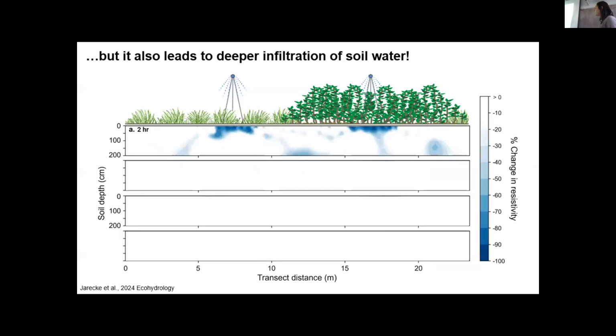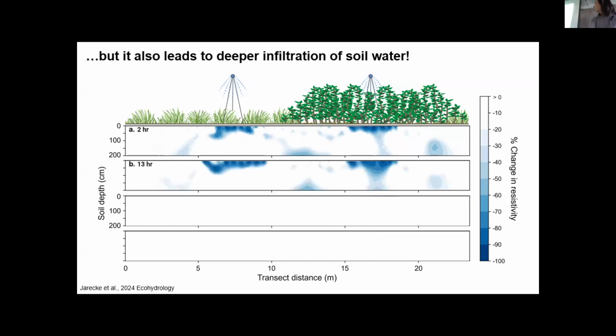Okay, so this top panel is showing a couple hours after the irrigation event. And now the darker colors are indicating wetter conditions. So the darker the color is and the more negative the number, it means it got wetter in between when the irrigation event happened and when we're looking at the electrical resistivity. So 2 hours after, most of the wetting is right at the surface, which is what you would expect.